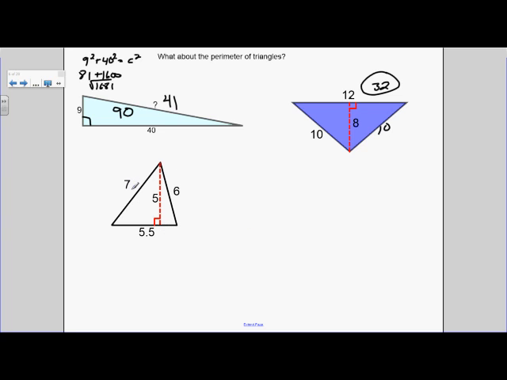And finally, the perimeter of this one here, ignore the 5 because it has nothing to do with the outside. So it'd just be 7 plus 6, which is 13, plus 5.5, that would be 18.5. So that would be the perimeter for this one.